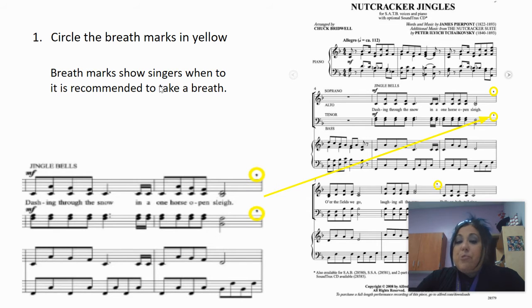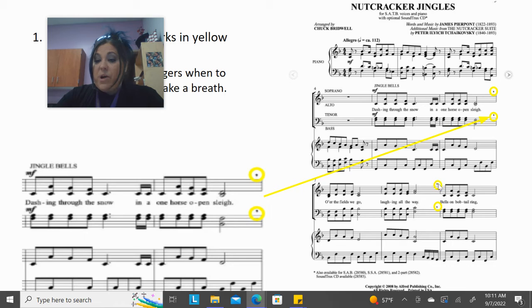I had you circle the breath marks in yellow. These are suggestions from who wrote the music or arranged the music for when to take a breath. Now, that's not the only time you can take a breath, obviously. If you need a breath, we want you to take a breath and not pass out. But these are suggestions for when it is recommended. So I have them circled in yellow. Again, I have it zoomed in right here so you can see it a little bit better. It looks like little apostrophes or commas. And you can see that they have one here, as well as they have breath marks here.